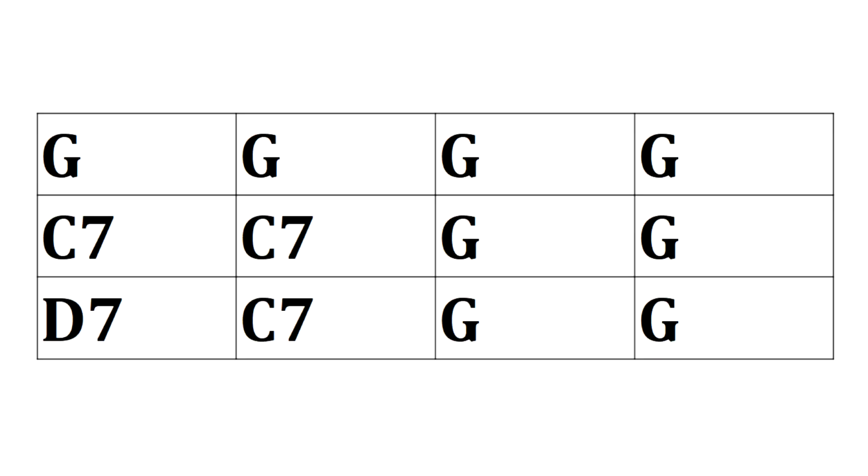Now, what you heard me play at the beginning there was a simple 12-bar blues in G. This is the chord pattern for it, and I'll strum through the chords. G, C7, G, D7, C7, and G.